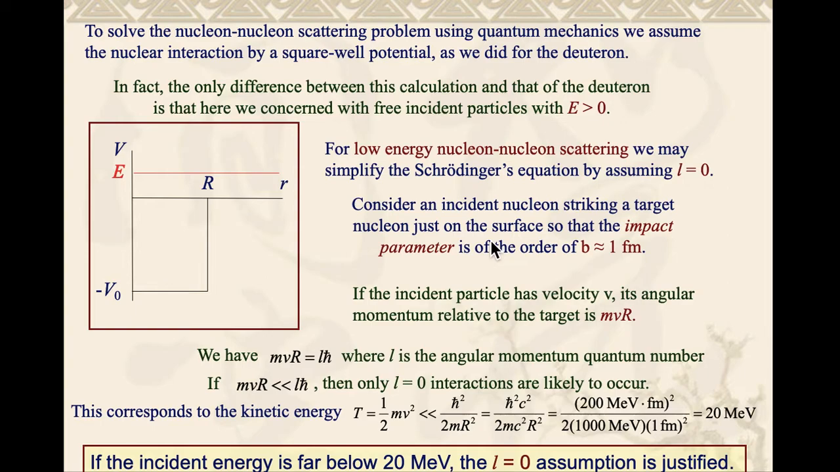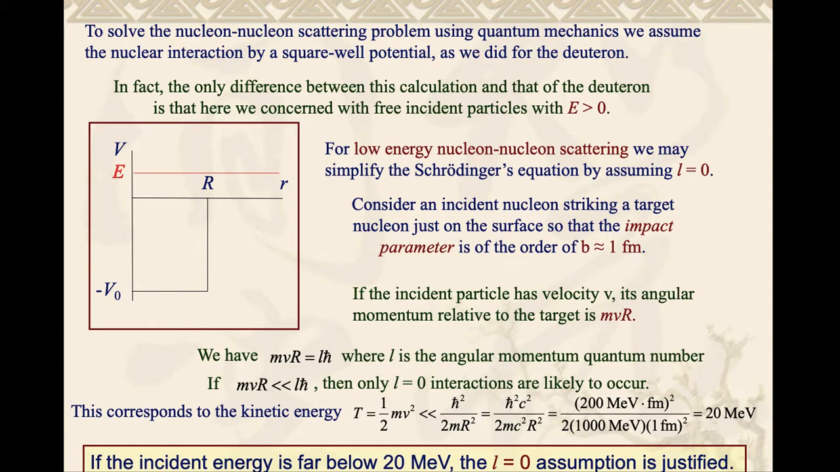For low energy nucleon scattering, we may simplify the Schrodinger equation by assuming L is equal to 0. That we have already done. Consider an incident nucleon striking a target nucleon just on the surface, so that the impact parameter, normally written as b, is of the order of 1 femtometer.